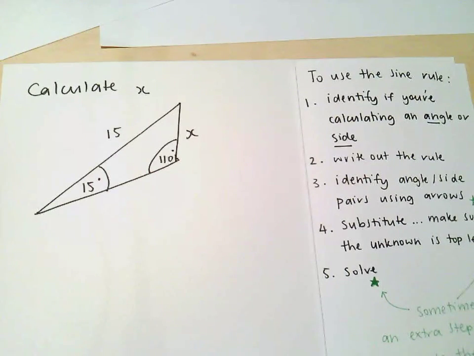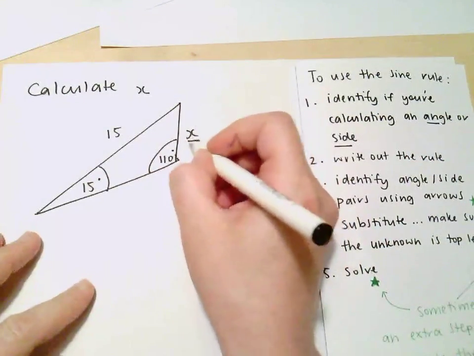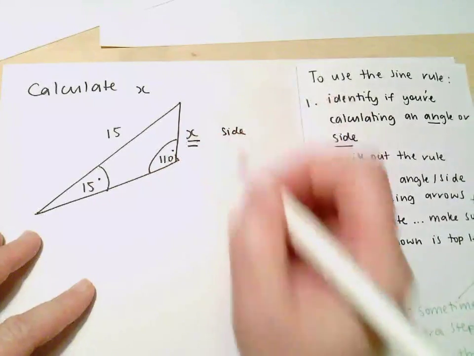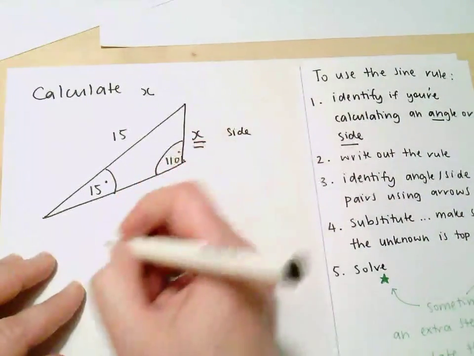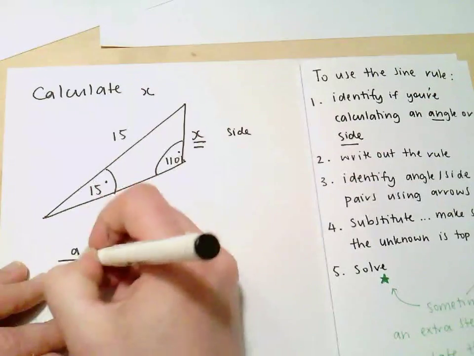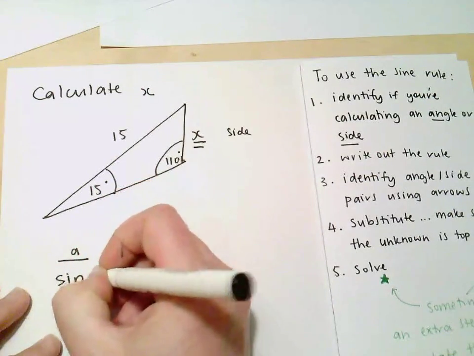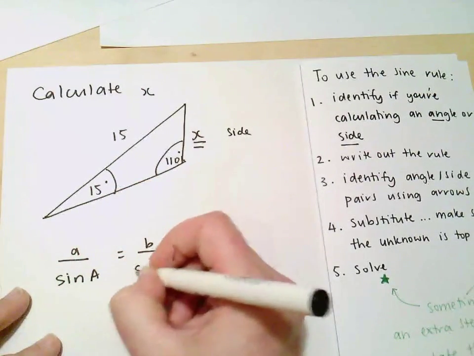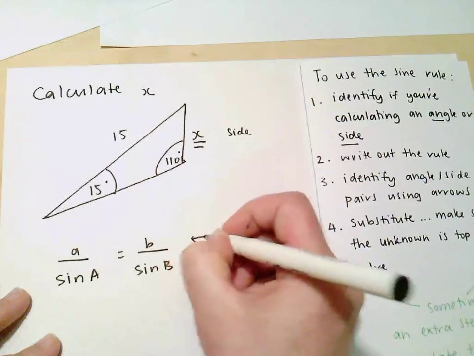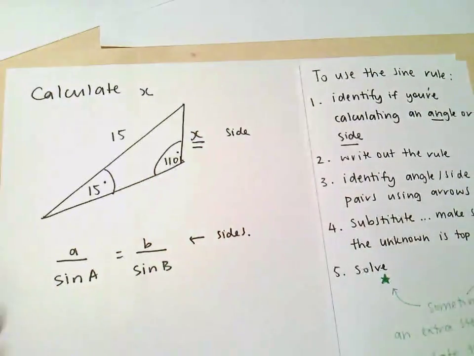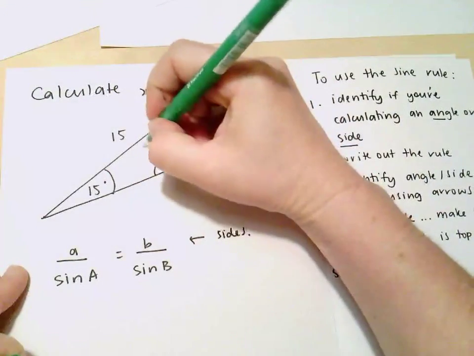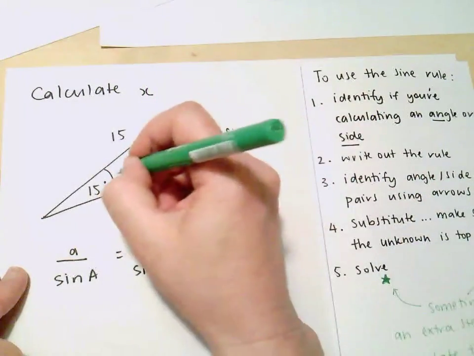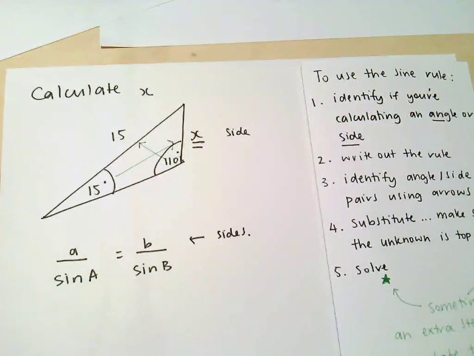Alright, how did you go with that question? I'm going to go through it and see how you went. So the first step, am I trying to calculate an angle or side? I'm calculating a side. So I write out the rule. I write it out in the way where I have the A on the top, the B on the top, so that I've got my sides on the top. Then identify the angle side pairs. This is the one opposite, and this is the one opposite. So I've got my pairings there.